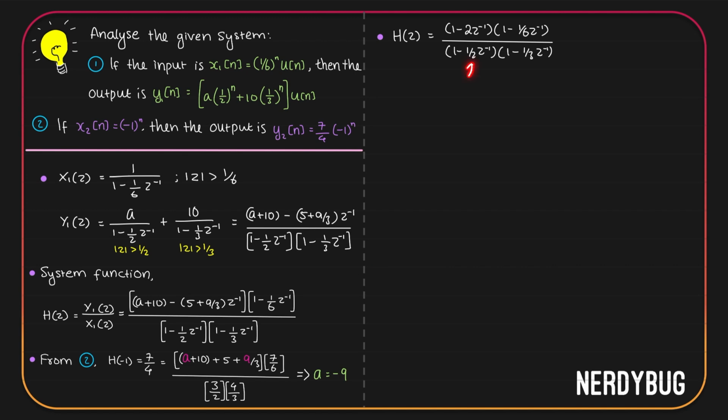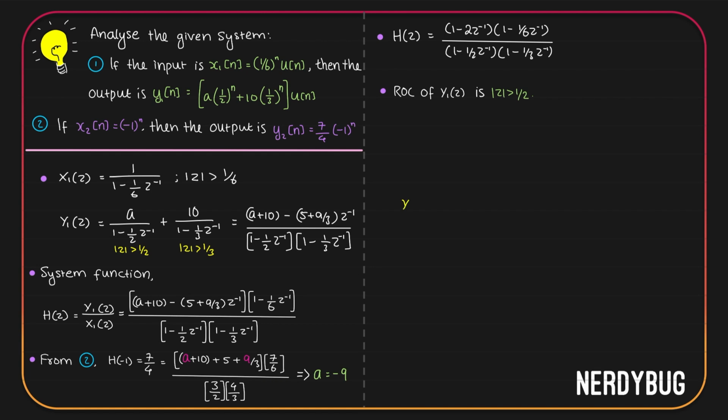It has two poles, one at 1 by 2 and the other at 1 by 3. So we have three options for ROC. Either it can be lesser than 1 by 3, or it can be between 1 by 3 and 1 by 2, or it can be greater than 1 by 2. To figure out which one we have to take, let's go back to y1 of z. It is written as two parts, and we know for the first part magnitude of z should be greater than 1 by 2. For the second part it should be greater than 1 by 3. So obviously since 1 by 3 is less than 1 by 2, its ROC will be where magnitude of z is greater than 1 by 2. So we can write ROC of y1 of z is magnitude of z being greater than 1 by 2.